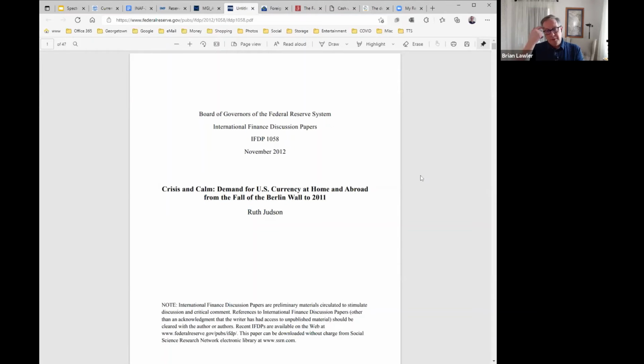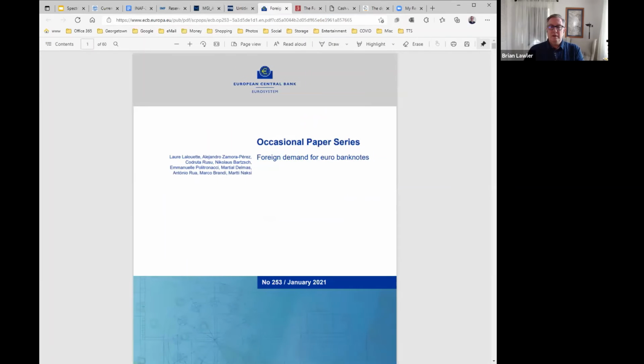You might find this paper interesting. This is by a colleague, Ruth Judson, and she explains why there's a demand for US currency at home and abroad, what those dynamics are in good times or calm, and what those dynamics are in more difficult times, crisis. This paper talks about the foreign demand for euro banknotes, and all these documents, by the way, are listed in the bibliography. The dynamics for the European system for the euro is slightly different.